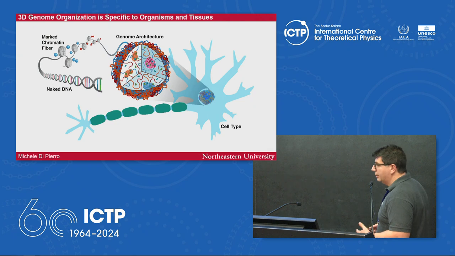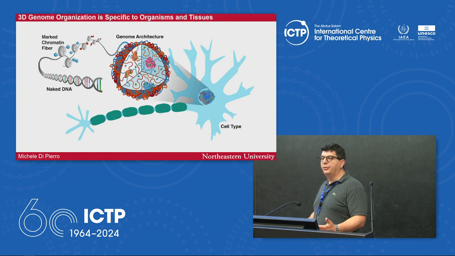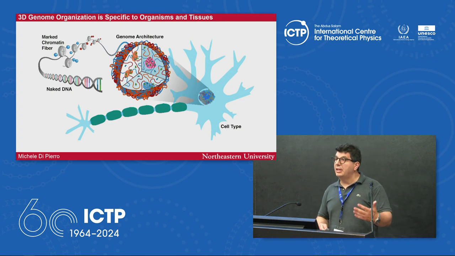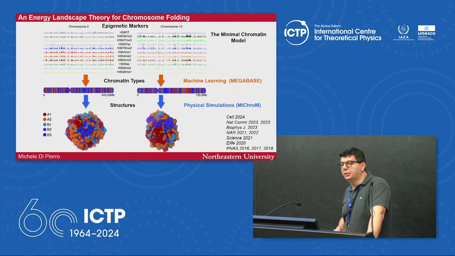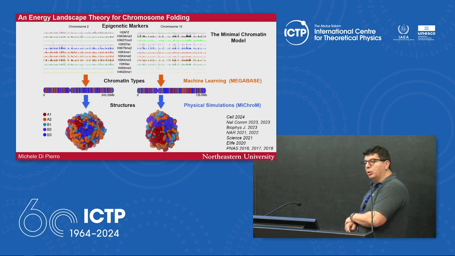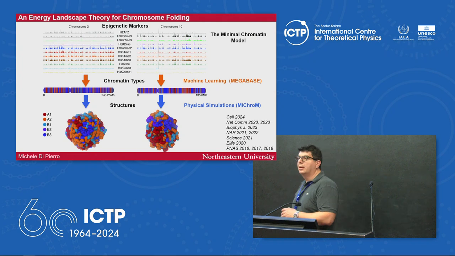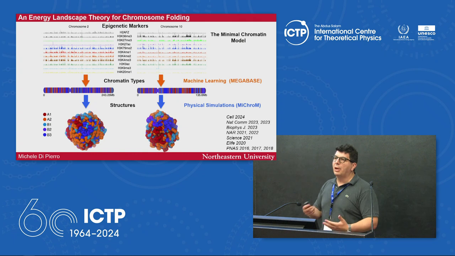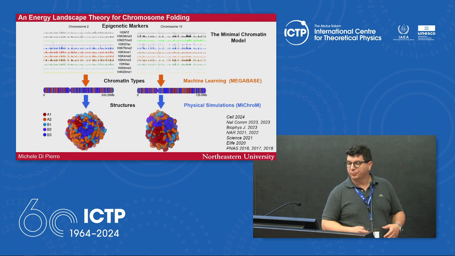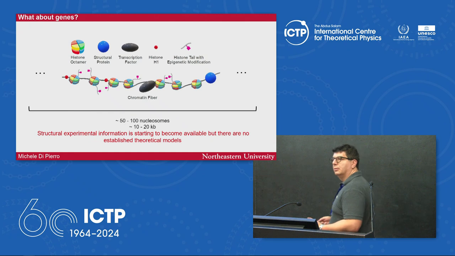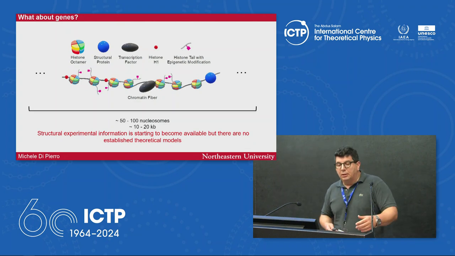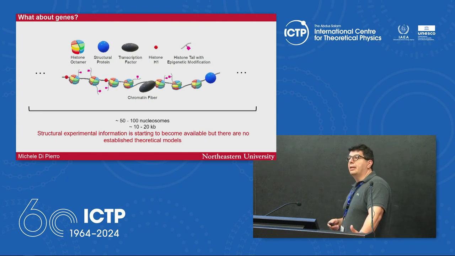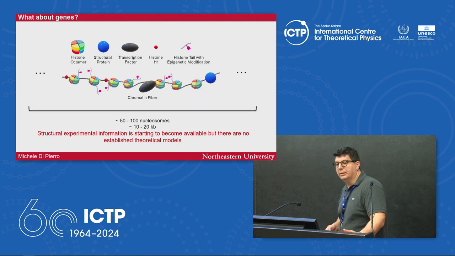So we know now that genome architecture is a pervasive feature of life, and chromosomes are folded in very specific ways that are dependent on organisms and tissues. In the past few years, a lot of work has been done by us and by other groups in explaining the physical processes that fold chromosomes. However, what about genes? Genetics is all about genes. And we all know this, and experimentalists are moving toward characterizing the structural ensemble of genes, and yet theory is lagging behind in this case.